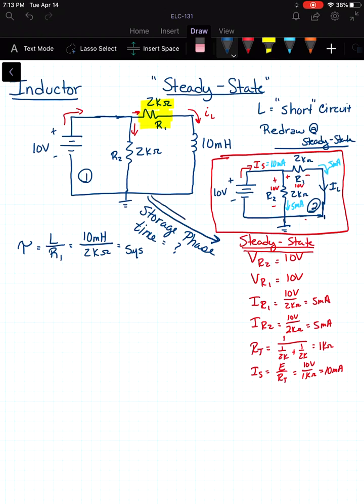Now, is that the total time it takes to get from here to here? Not quite, okay? Remember, that's going to take 5 time constants. Total time to steady state is 5 times tau, where tau is 5 microseconds. So that tells us it's going to take 25 microseconds to get from circuit 1 to circuit 2. It's still very fast, but it's going to take that kind of time.